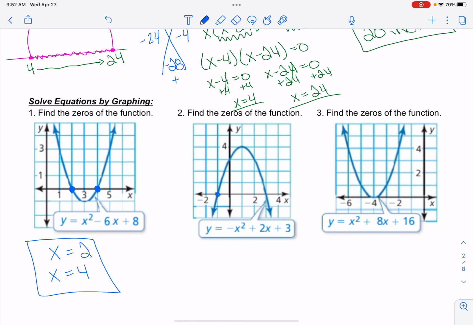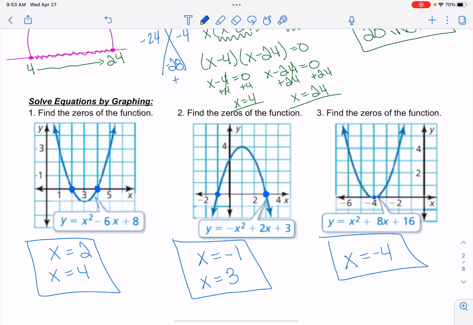In number 2, we cross the x-axis here and here. So when x is negative 1 and when x is 3. And in number 3, the only place that we touch the x-axis is at negative 4. So x equals negative 4.